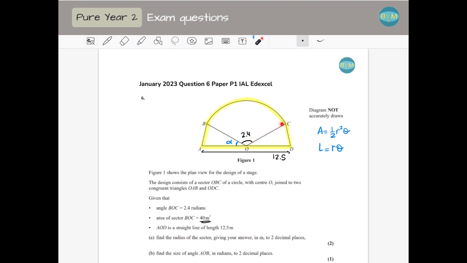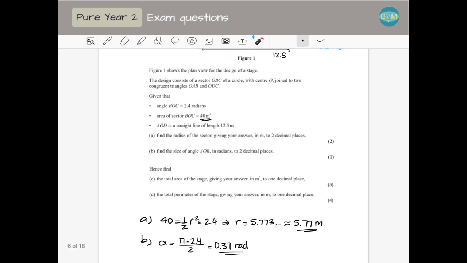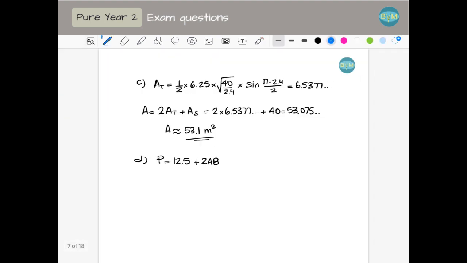So the radius is the 5.77 that we found before, times theta. And the 5.77 is not really 5.77, so again I could use the actual value in the calculator, the square root of 80. So the length of the arc is going to be root 40 divided by 2.4, times the 2.4, which is the angle. So this is the 5.77 that you had. And let's find AB first.